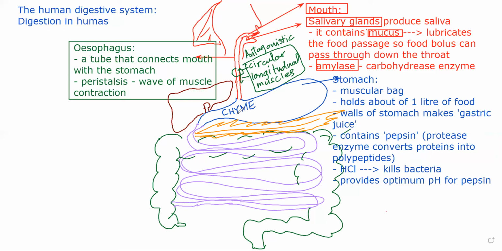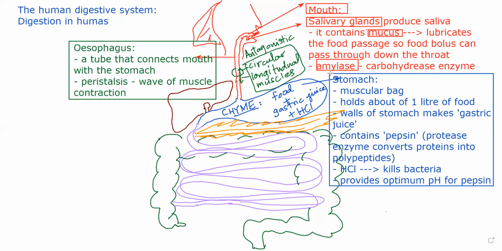What is that? Because here food has already become watery, in liquid form. So here, what is there? Food plus gastric juice, which also contains what? HCl. So this is basically chyme. So this is about the stomach that we have learned just now. Now we will move on to the next, which is about the pancreas. So let's talk about it.